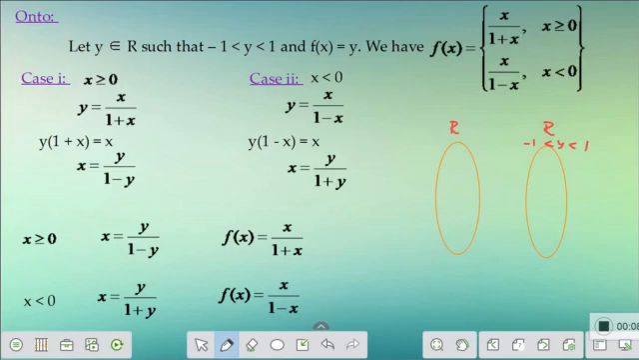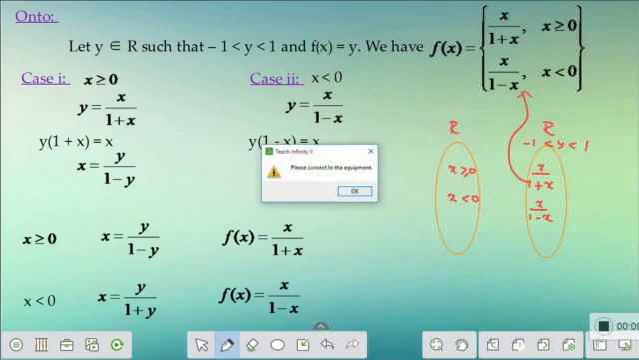Now, if I give an input, say x, and if that x is greater than or equal to 0, this gives the output x by 1 plus x. And for the same x, if it is less than 0, the output that I'll have is x by 1 minus x. So this is what I have put in this explanation here. When your x is positive, f of x takes x by 1 plus x. When your x is negative, f of x takes x by 1 minus x.